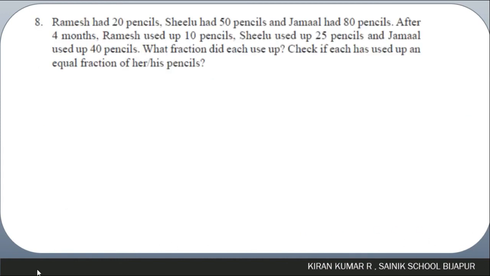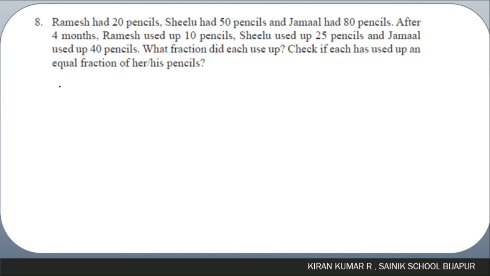Question number 8. Ramesh had 20 pencils, Sheelu had 50 pencils, and Jamal had 80 pencils. After 4 months, Ramesh used up 10 pencils, Sheelu used up 25 pencils, and Jamal used up 40 pencils. What fraction did each one of them use up? Check if each has used an equal fraction of his or her pencils.